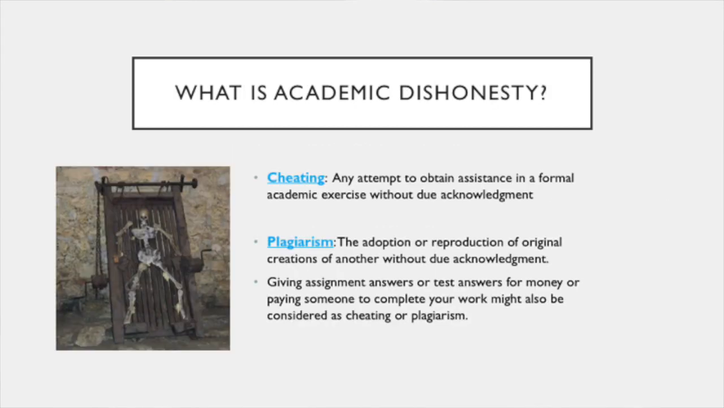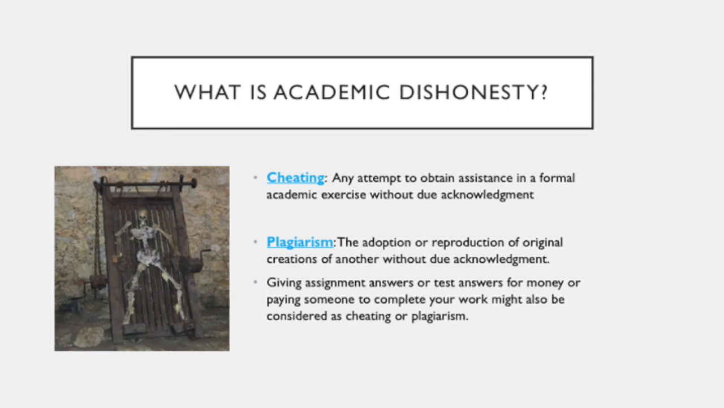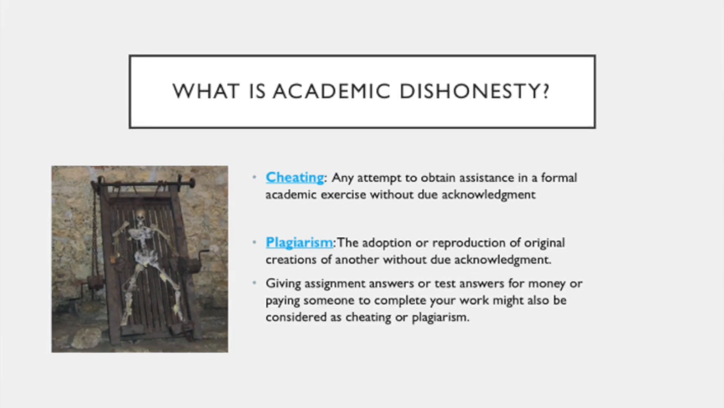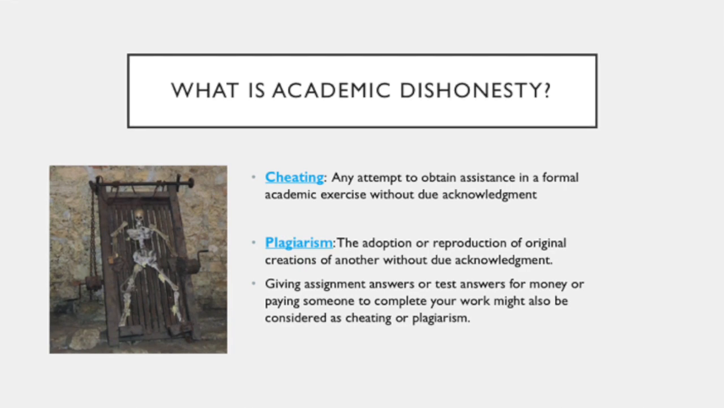So the next question you might be asking is, how do I know if I'm following my professor's expectations with regard to academic integrity in my classes? There are many different types of academic dishonesty, but the 2 that I'm going to focus primarily on are cheating and plagiarism because these seem to be the most common, particularly for multilingual speakers of English.